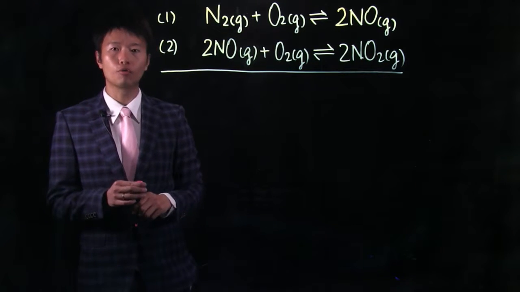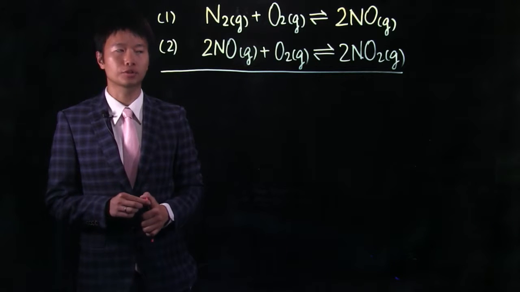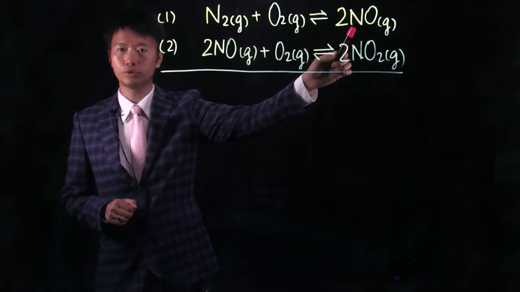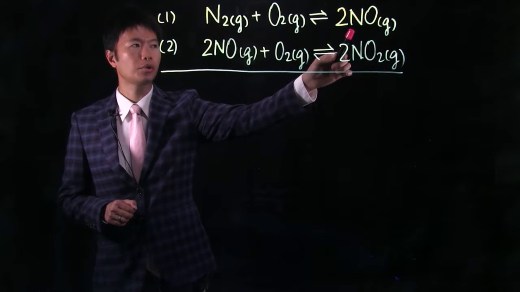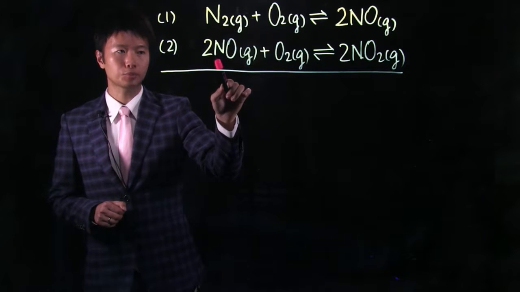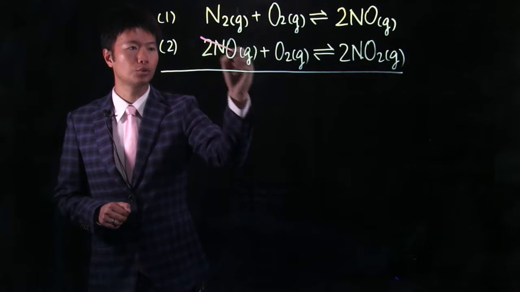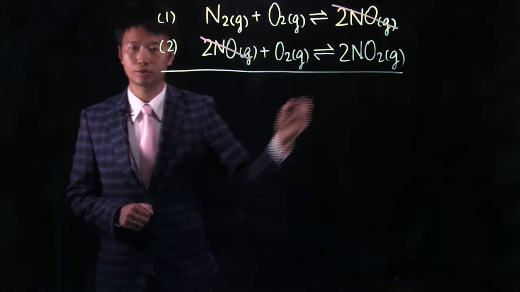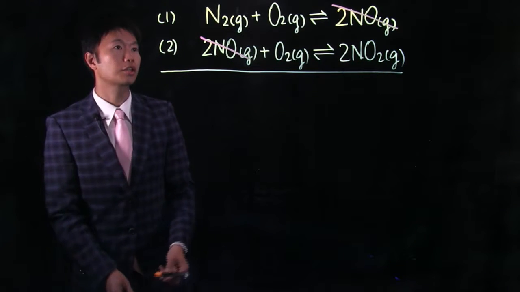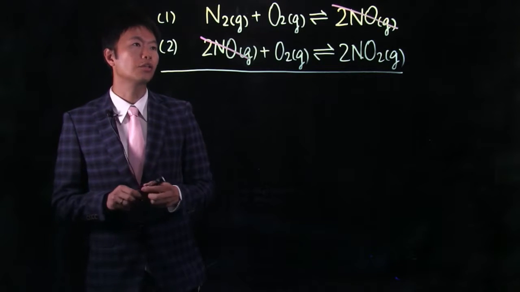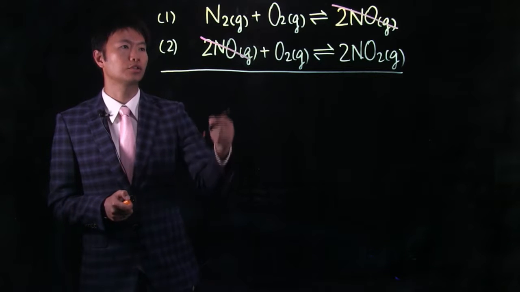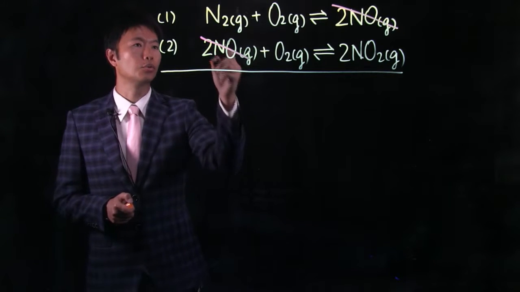So let's write down the overall chemical reaction. You see that the 2 nitrogen monoxide appears as the product in step 1 and as the reactant in step 2. And both of them have a 2 in front, so we can simply cancel them out. If you take a look at this chemical reaction again, nothing can be cancelled anymore, so we can write down the overall reaction now.